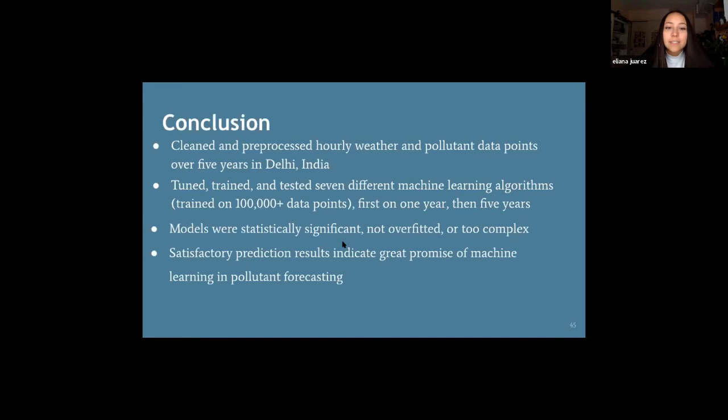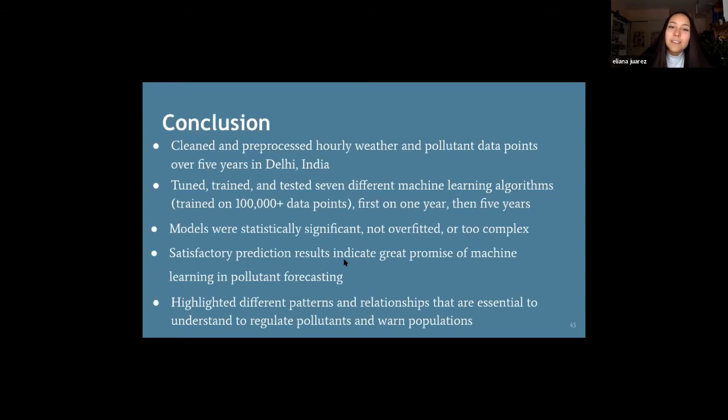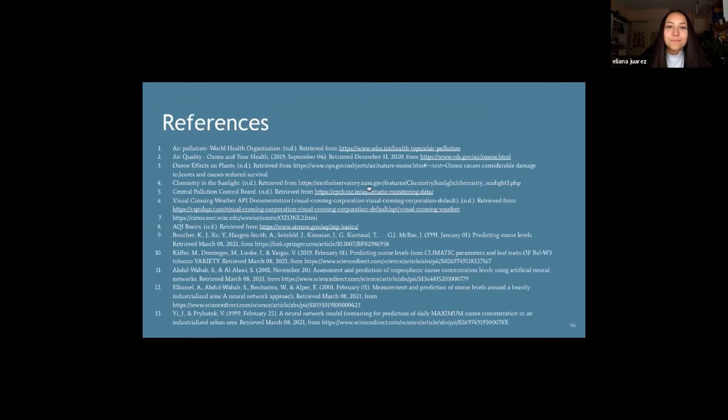The models were statistically significant, not overfitted or too complex, and the satisfactory prediction results indicate a great promise of machine learning in pollutant forecasting, especially with the seasonal models that have outperformed previous models made. And finally, this project served to highlight the different patterns and relationships that are essential to understand in order to regulate pollutants and better warn populations in the future. And thank you.